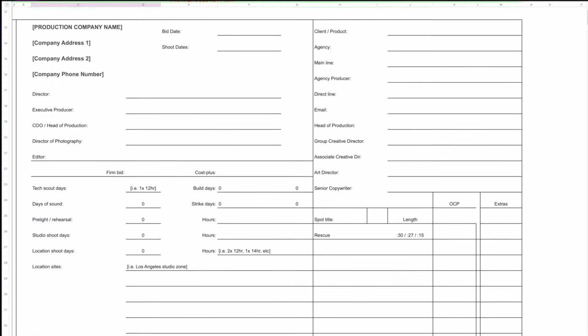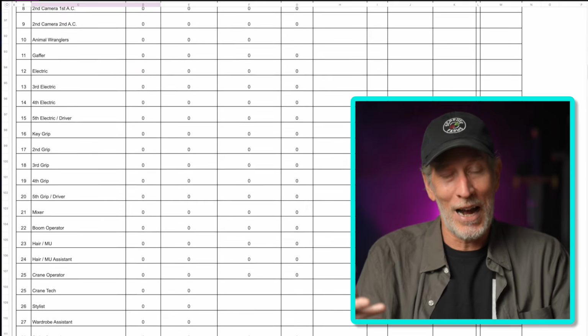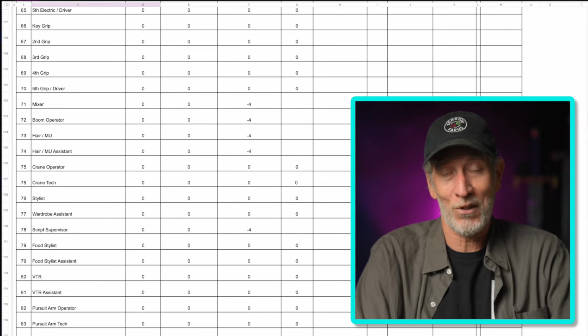Maybe we should take a look at what a typical film budget looks like on paper. Now, there are plenty of templates out there to use, and this is just one of them. But it'll give us a general idea of how insane this whole process is. I mean, look at this thing. Just look, I'm still scrolling.